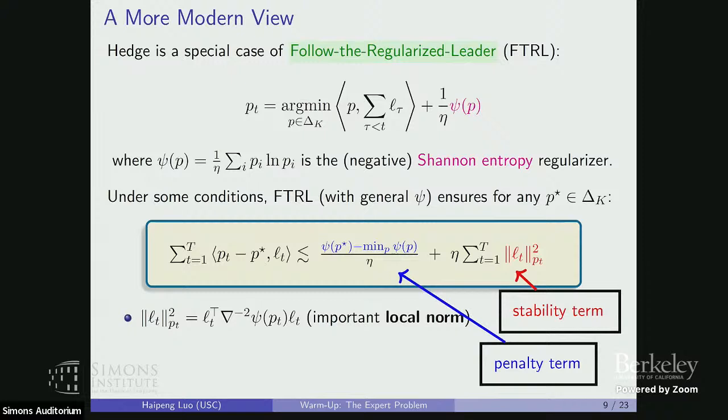I'm sorry, can you explain again why the second term represents stability? Actually I didn't prove it, but intuitively, the difference between PT and PT plus 1 is just LT. That's the only difference when you look at the definitions of PT and PT plus 1. So intuitively, if LT is large, you're less stable.